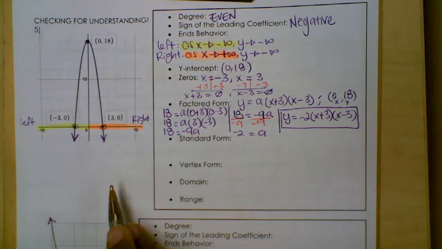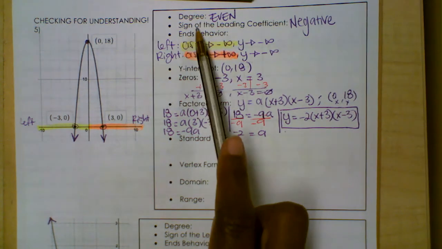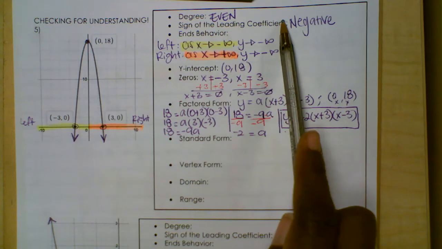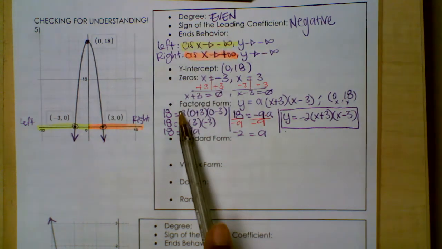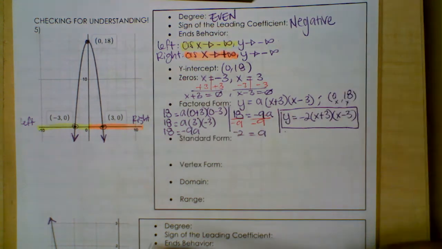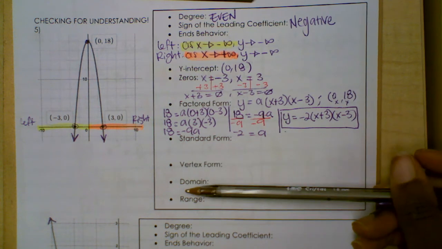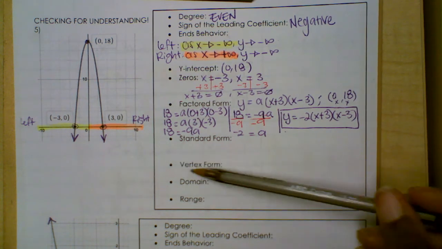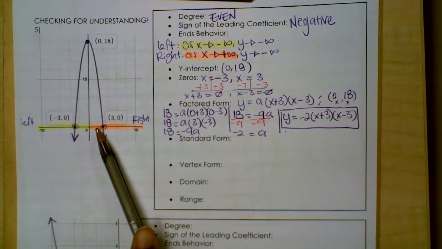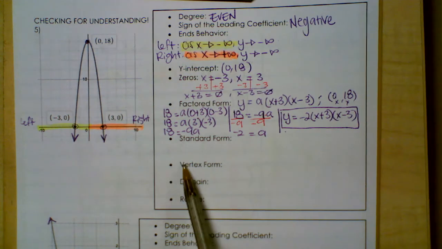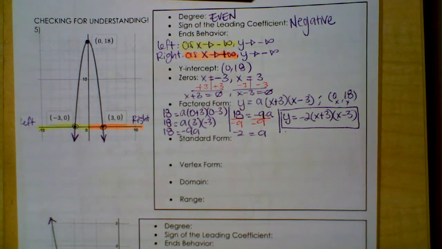Okay, we are done, so I'm going to stop the video here. We have identified the degree, the sign of the leading coefficient, the end behavior, the y-intercept, the zeros, and the factored form. In the second video, I'm going to show you how to derive the standard form, the vertex form, and the domain and range. You have a vertex form here because the polynomial is a parabola. The vertex form only exists for parabolas, not for polynomials with higher degree.